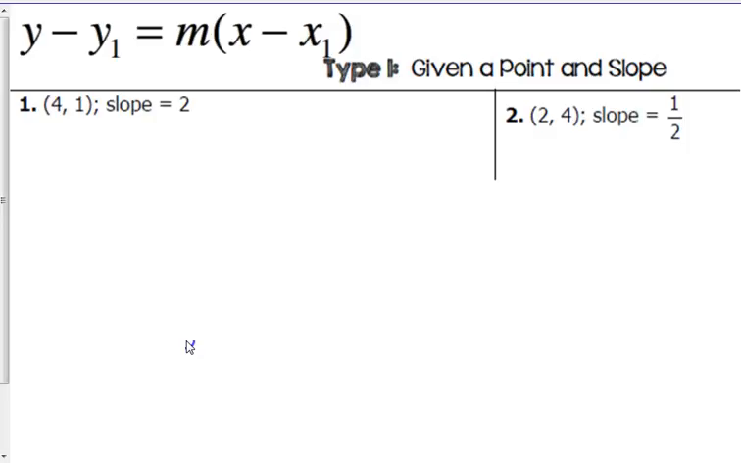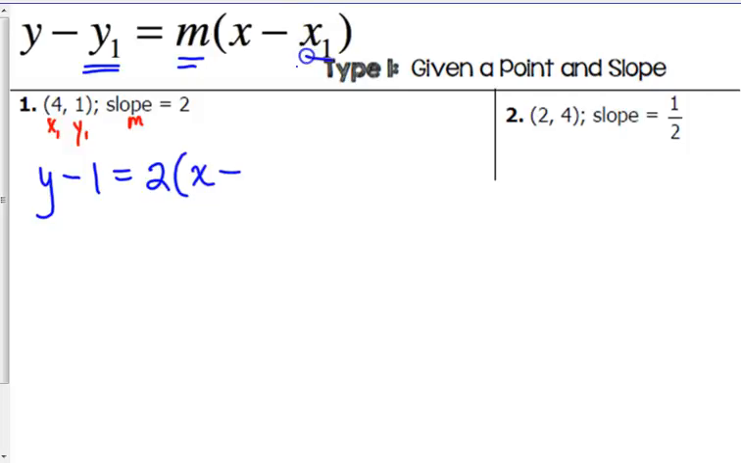So example 1, we're going to replace the x1 with a 4. We're going to replace the y1 with a 1, and then we're going to replace the m, or the slope, with a 2. So we write y minus, what are we putting in for y1 right here? 1 equals, what are we going to put in for the m? 2 parenthesis x minus the x1 also gets replaced with, it said a 4 here.